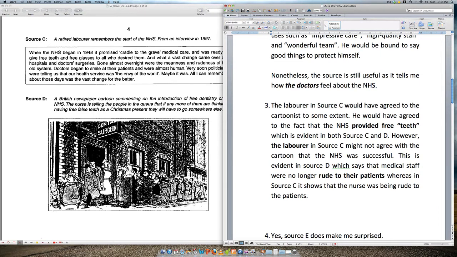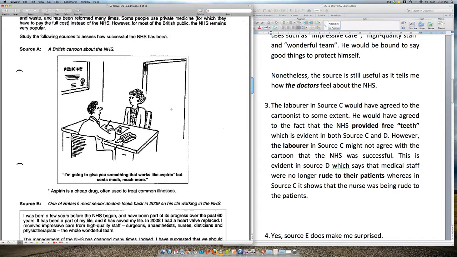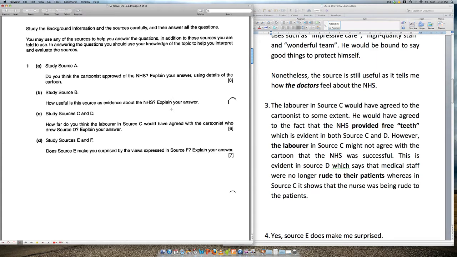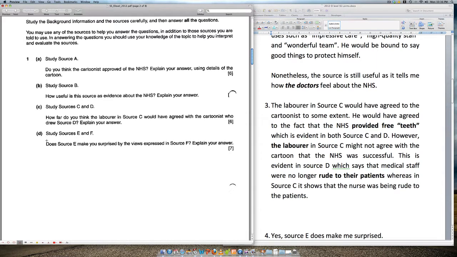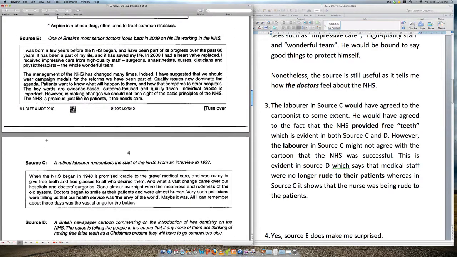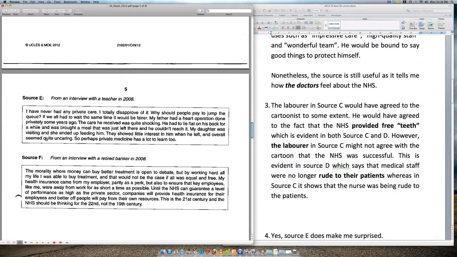And here is the answer for question 3. I will not go too much into the answer, as I already explained the two sources to you already. Alright, almost there, hang on guys, and let's look at question D. Study sources E and F. Does source E make you surprised by the views expressed in source F? Explain your answer. Let's take a look at E and F.